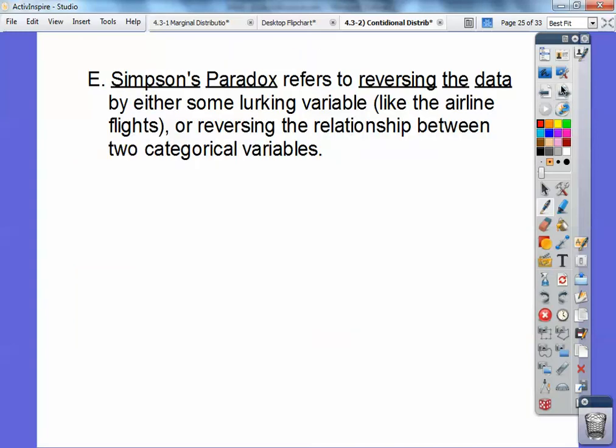Okay, Simpson's paradox. Okay, we did a Simpson's paradox. The Del Campo announcement: the Learning Team is meeting in room 19 right now. The Del Campo Learning Team, that's in room 19. I'm almost done.